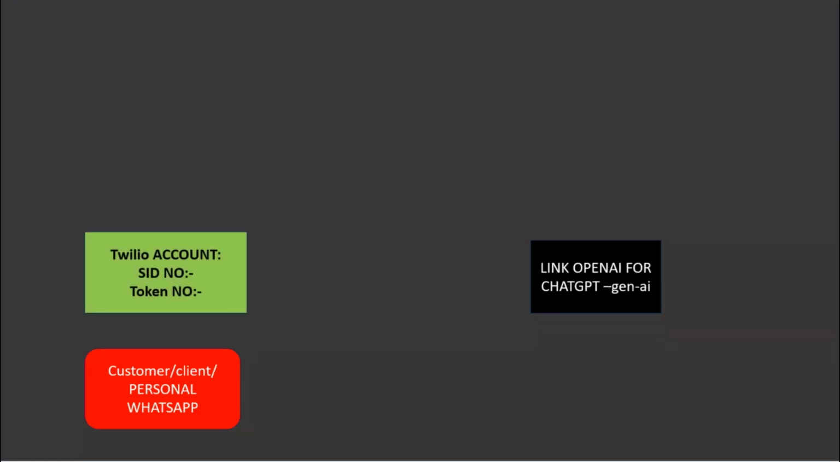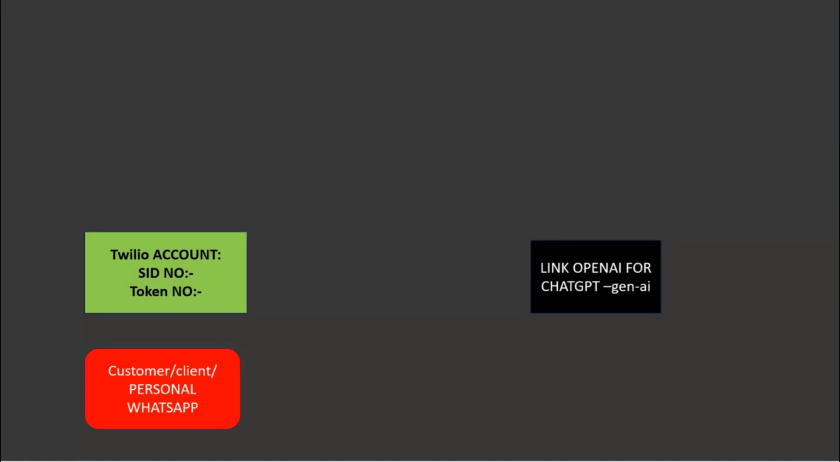Then we have to link OpenAI, which is ChatGPT. This is the LLM, the Gen AI platform, which will guide the WhatsApp number that we have created, and it will guide our WhatsApp to answer the queries. We need one more AI tool account, which is the Twilio account.